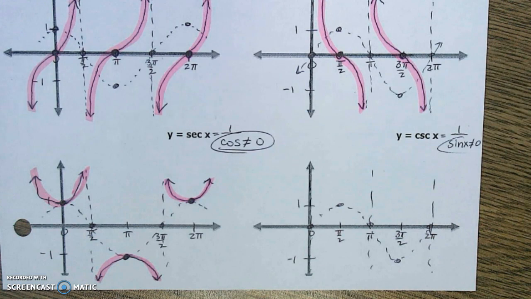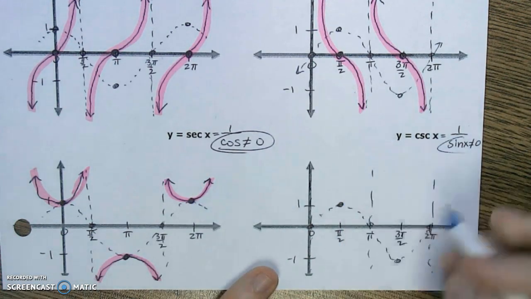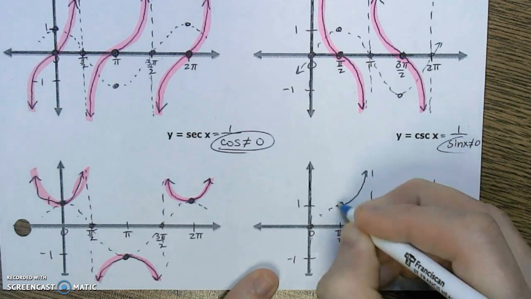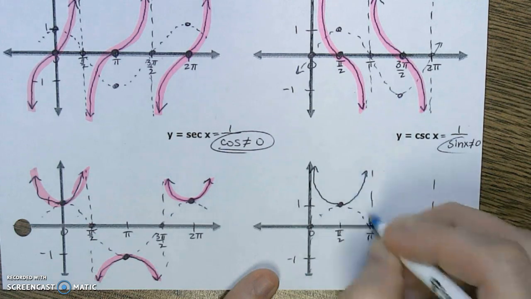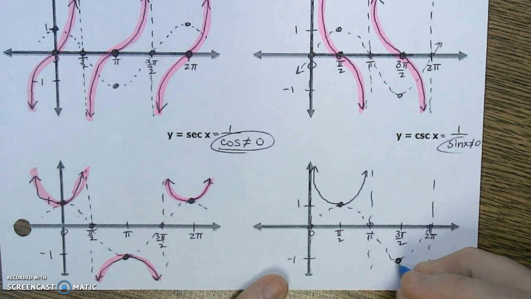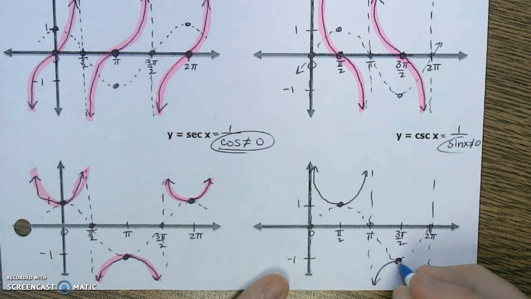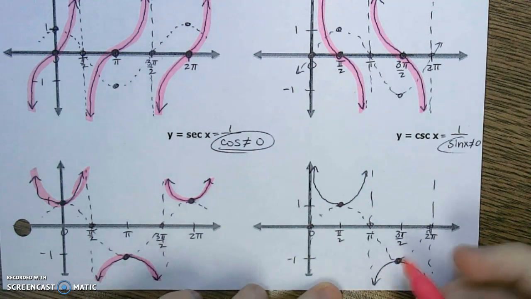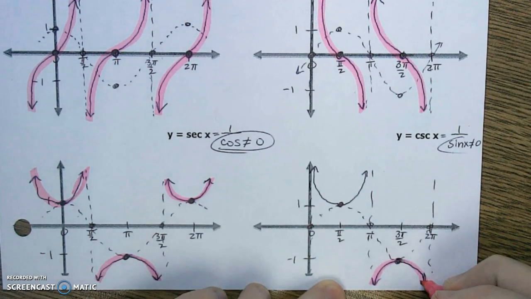And then cosecant looks very similar to secant, where you're going to share the same high point. So at pi over 2, we have a point at 1, and it curves away from the dotted line. From the dotted curve, it's the opposite. And then at 3 pi over 2, we have a point at -1, and it curves down away from your dotted lines. So this is my cosecant graph.